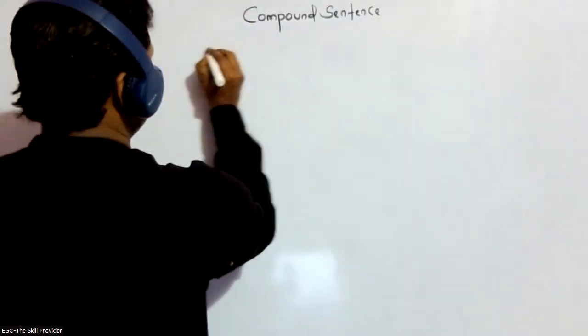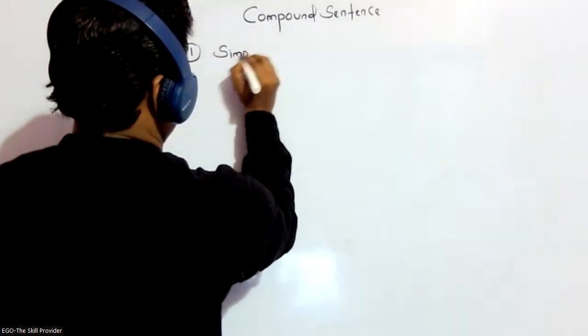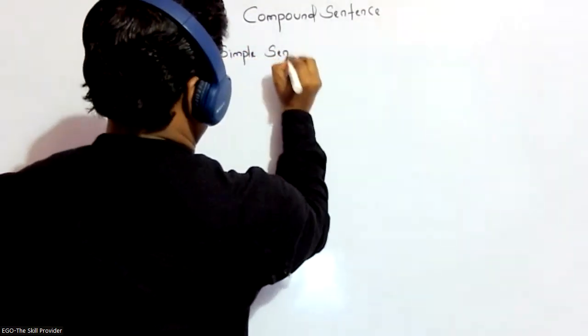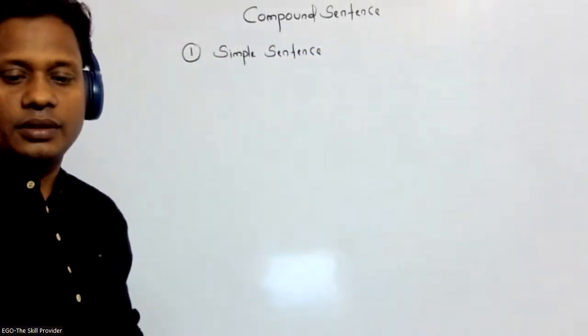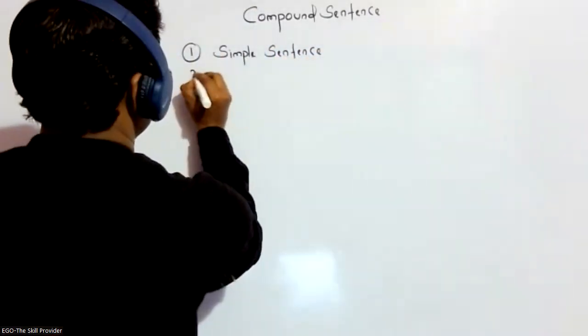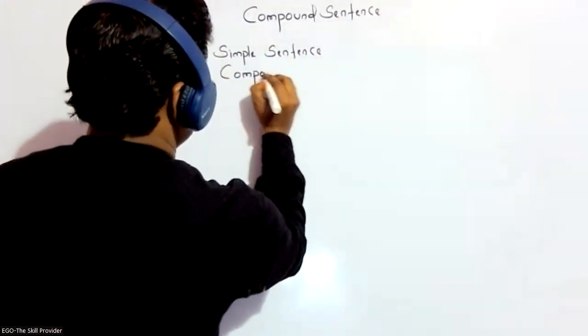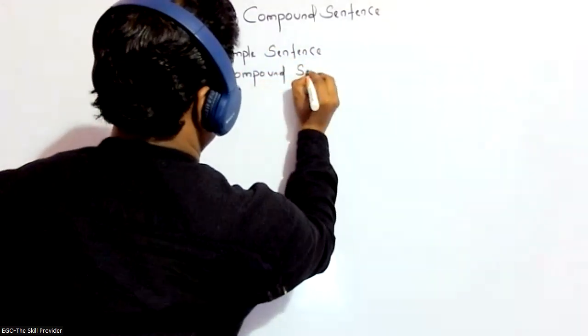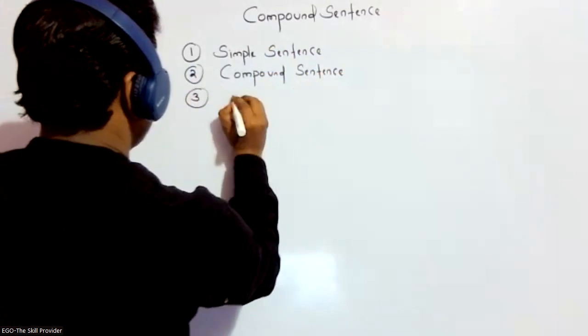First, try to understand, structure-wise, sentences are of three types. One is called a simple sentence. The second one is called a compound sentence. And the third one is called a complex sentence.